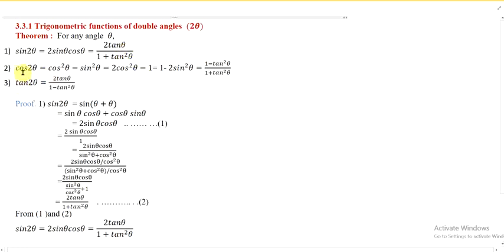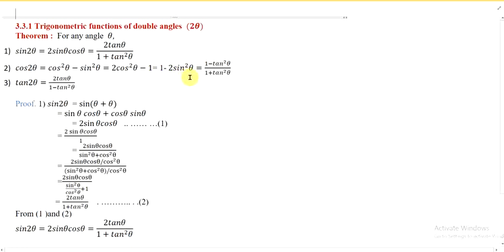Now the second result is cos of 2 theta. Cos of 2 theta has three results. The first result is cos square theta minus sin square theta, which is equal to 2 cos square theta minus 1, or 1 minus 2 sin square theta also.